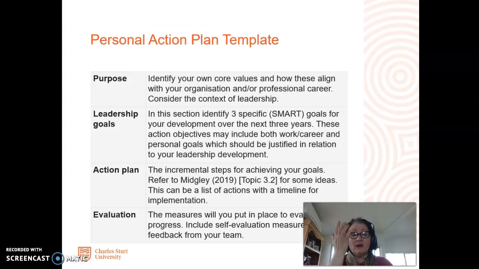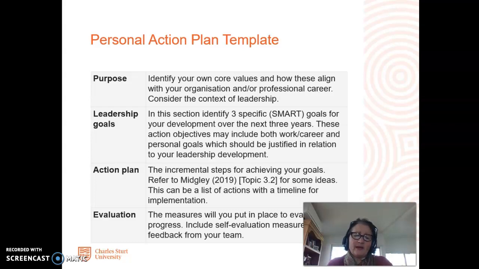So the personal action plan template, really specific. So very easy for you to follow this. So you've got a purpose, you've got goals, you've got the incremental steps or the actions you're going to take, and you refer to topic 3.2, Midgley, which is a very good article actually written by a high school principal. Really good blueprint of how he looks at a leadership blueprint. So look at that again, topic 3.2, and that will also inform your personal action plan for that topic, that journal entry, and that'll be a bit of a tester for you for doing this.